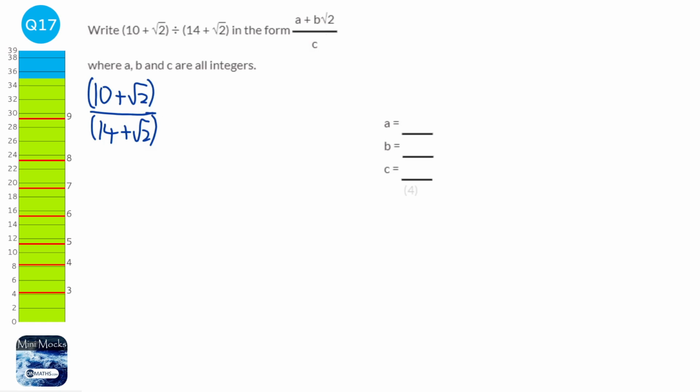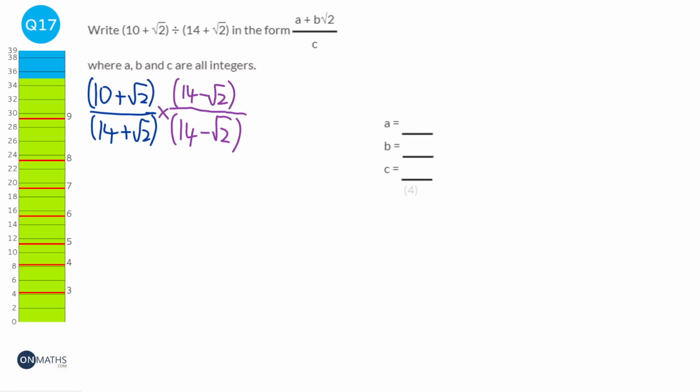Now, when you have two terms, including a surd at the bottom, we need to do something a bit special with this. And the thing we do is we times it by the opposite bracket. And what I mean by that is if it's 14 plus root 2, we times it by 14 minus root 2. And we've got to do the same to the top. And the reason for that is essentially here all we're doing is we're timesing it by 1, because 14 minus root 2 over 14 minus root 2 is just 1. So we're not changing the fraction at all.